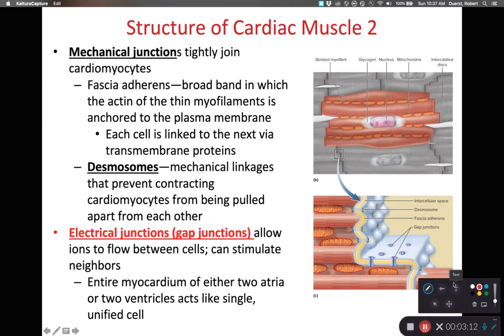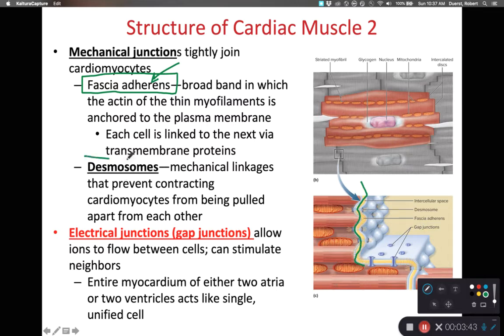So this figure illustrates this idea better for us. The mechanical junctions in particular are going to anchor the cardiomyocytes together. One cardiomyocyte anchored to the adjacent cardiomyocyte. There's also going to be what is known as the fascia adherens. And this is a great word here, adherens. It adheres. And when we think of fascia, think of extracellular connective tissue. So we have the fascia adherens within our intercalated discs.